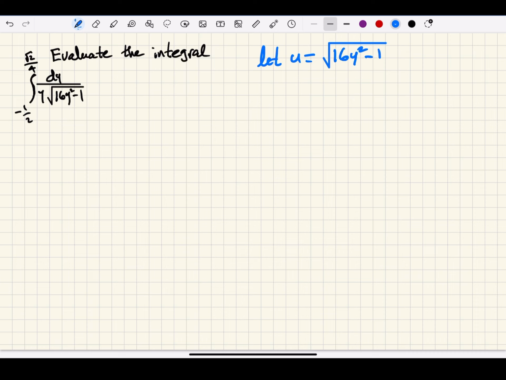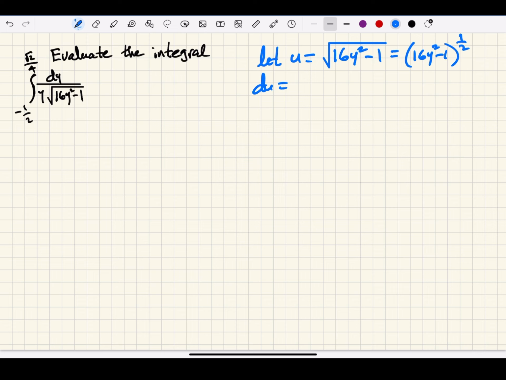16y squared minus 1. In other cases, I might just let it be 16y squared minus 1, but this y that we find in the denominator makes me think that I probably need to do something else. So I'm going to try this. Now, that could be written as 16y squared minus 1 raised to the 1/2 power.